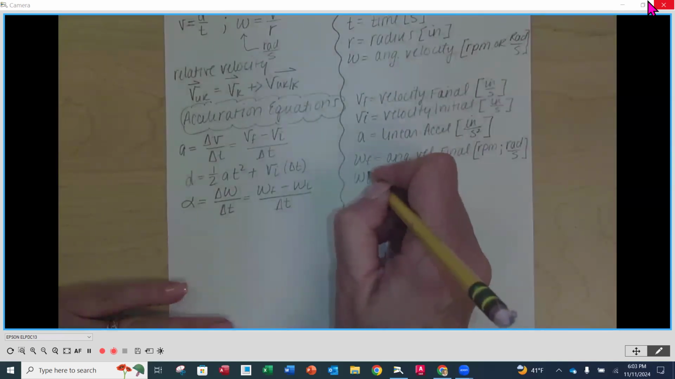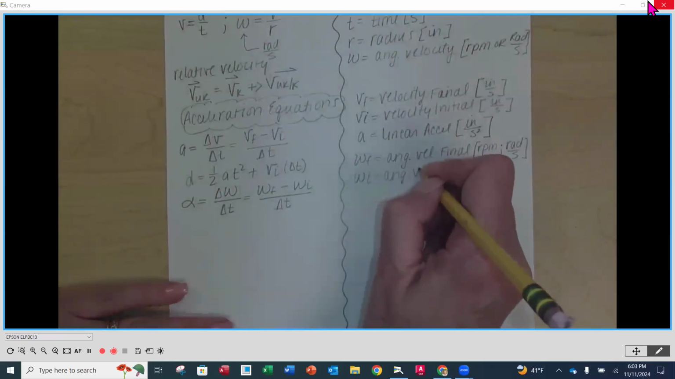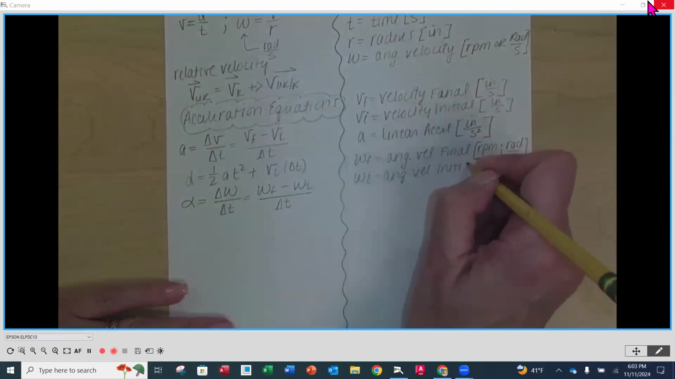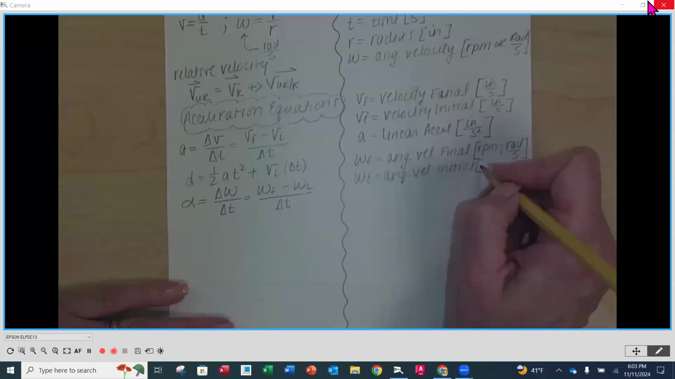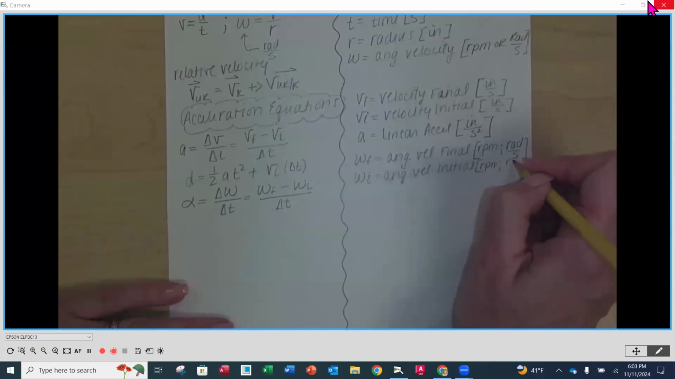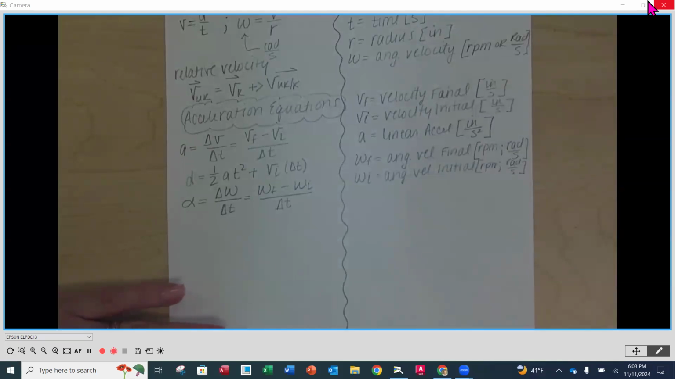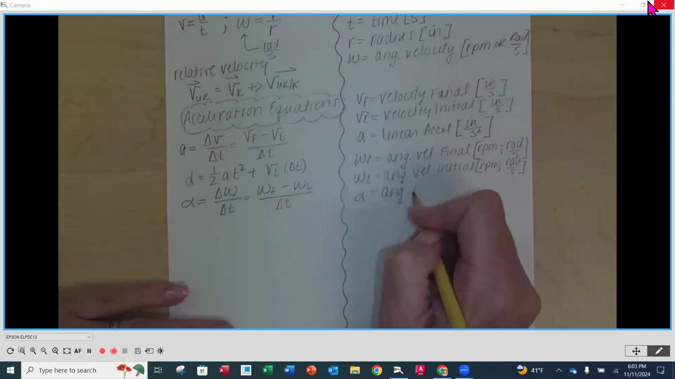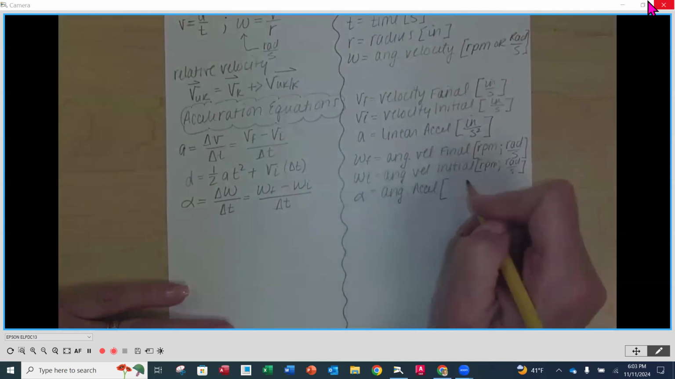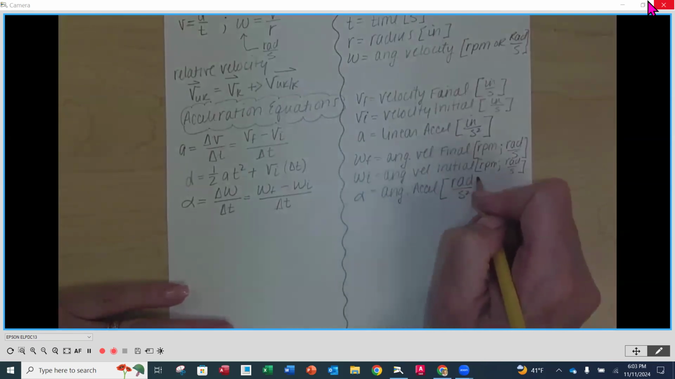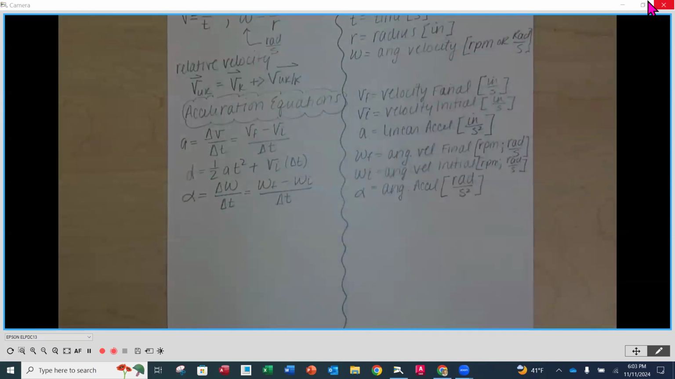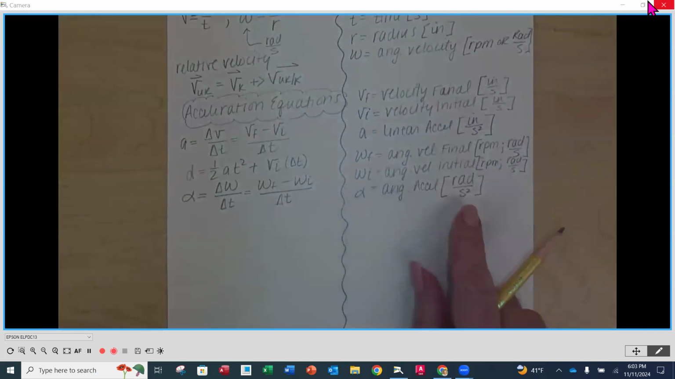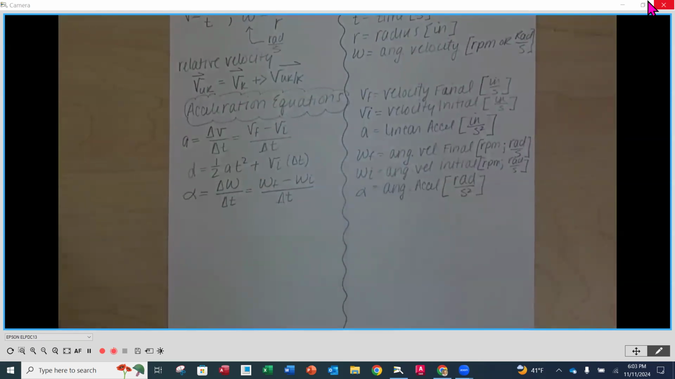And then angular velocity initial, and it has the same units, RPMs or radians per second. And then alpha, I should put that in here, is angular acceleration, and its units are radians per second squared, or revolutions per second squared, or degrees per second squared. But the radians one is the most accepted and common coming in and out of that equation.